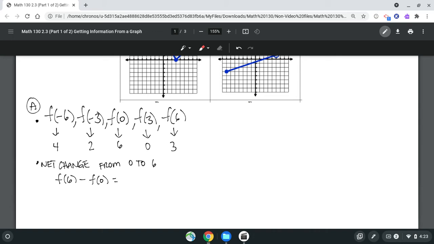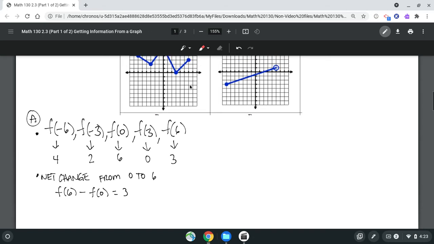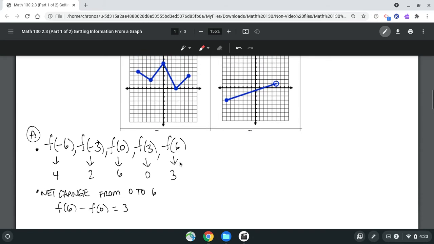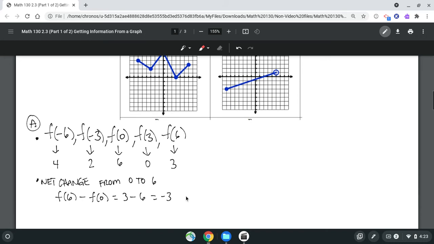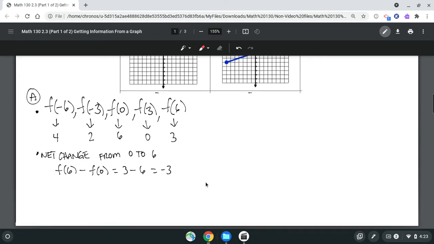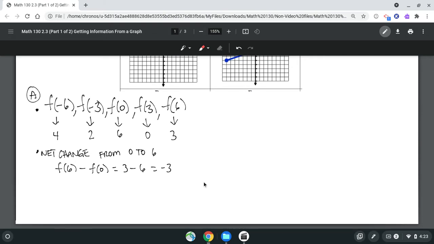Okay, so let's take a look. f of 6 we see is 3. Okay, you can see it graphically, but you also found it here. Okay, f of 6 is 3 minus f of 0, which is 6. So we get negative 3. Okay, so the net change from 0 to 6 is negative 3. Let's get the domain and the range.